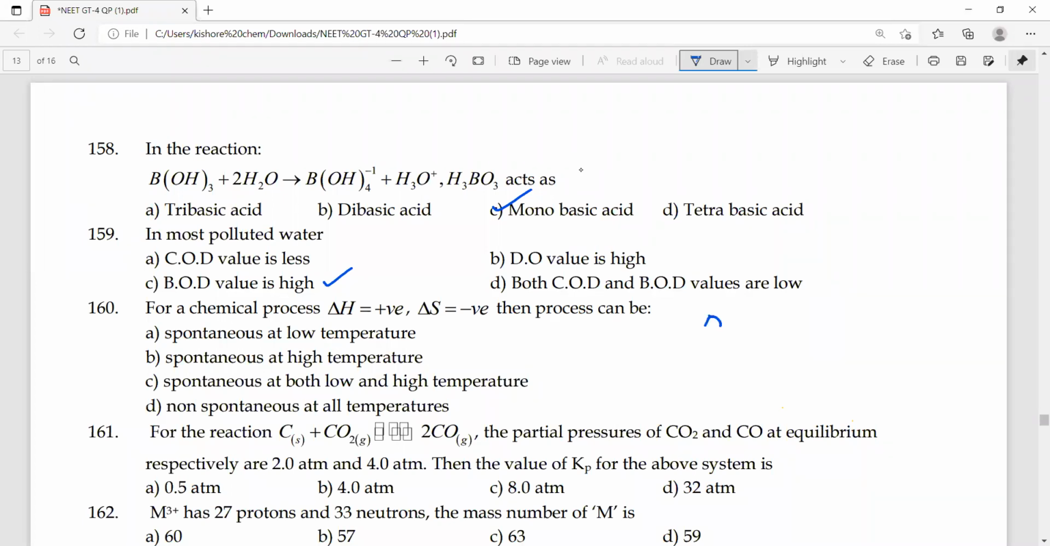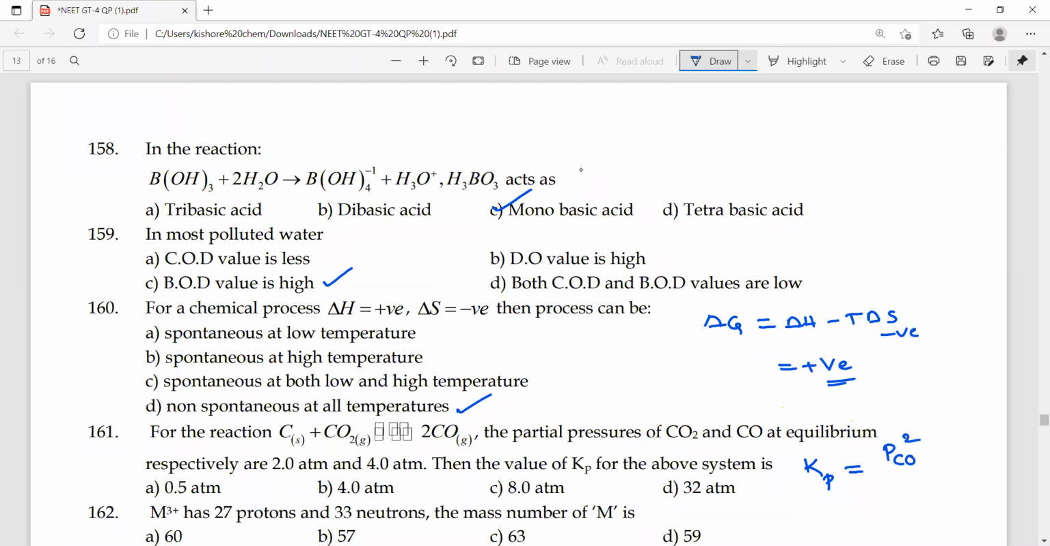Next one. We know that delta G is equal to delta H minus T delta S. Delta H is positive. Delta S is negative. Negative into negative, positive. The total value is positive at any temperature. It is a non-spontaneous process.